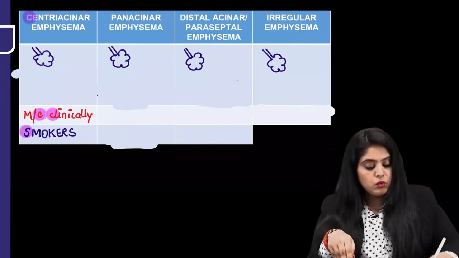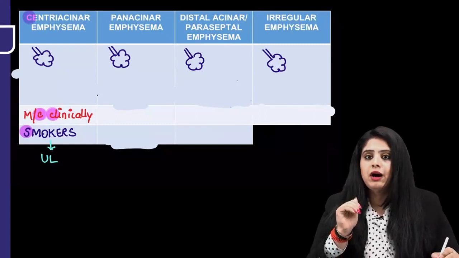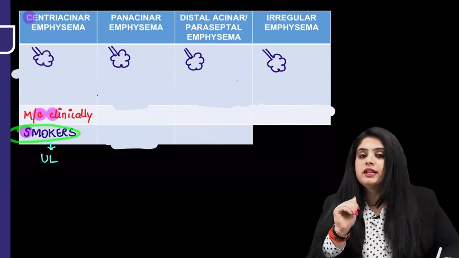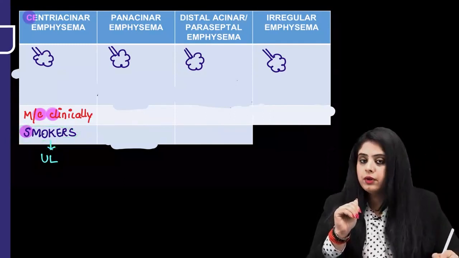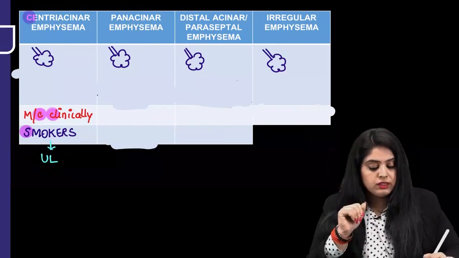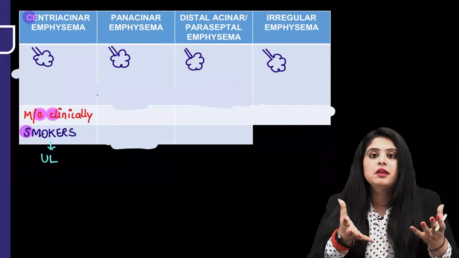So now smokers mein jo centriacinar emphysema hoga, that involves the upper lobe. How do I learn this? Smoke is hot air. Hot air is always going to go up, na? So smokers mein it's going to involve the upper lobe. Now moving on to the anatomy. What part, when I say centriacinar, what do I mean?